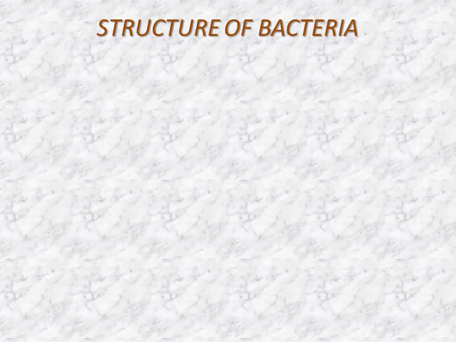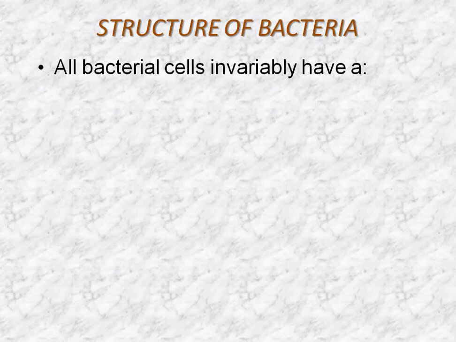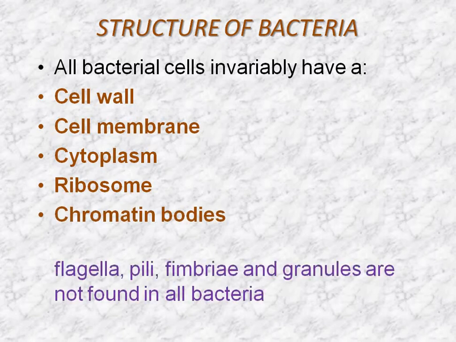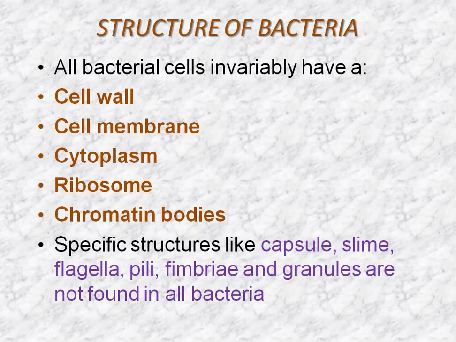That was all about cyanobacteria. Now the structure of bacteria. All bacterial cells have cell walls, cell membrane, cytoplasm, ribosomes, chromatin bodies or DNA, and some structures like capsule, slime, flagella, pili, fimbriae, and granules. They are present in some bacteria but might not be present in some other bacteria.